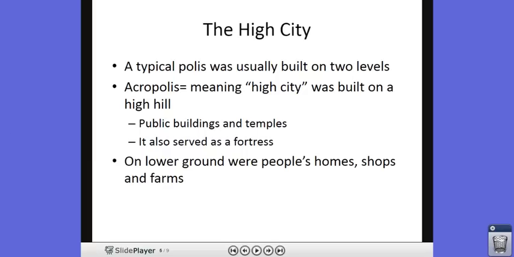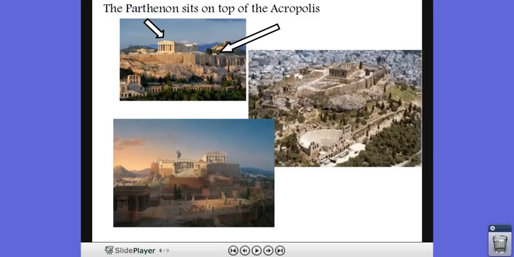Here's a picture of the Acropolis and the Parthenon. So the Parthenon, right here, sits on top of the Acropolis, and you can see here from this wall why this would be a fortress. And this is a rendition, a drawing, a sketch of what the Acropolis and the Parthenon may have looked like if you were living in the time of ancient Greece.